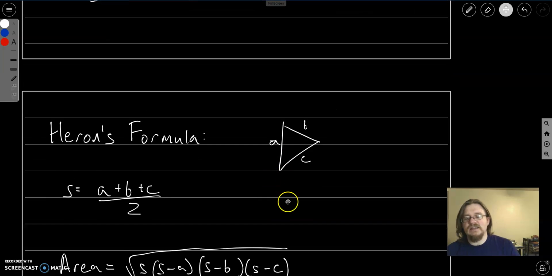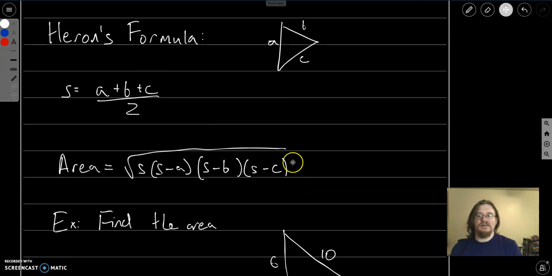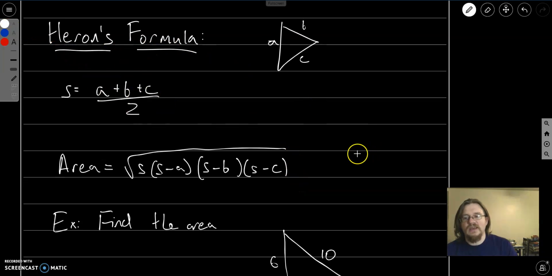The very last thing I want to do is a very quick overview of what's called Heron's formula. If you're given a triangle and you know all three side lengths of the triangle, we can find the area of that triangle. We don't even have to know any angles in here. All we need is the three sides. There's two steps to this though. We have to figure out what S is, and this is called the semi-perimeter.